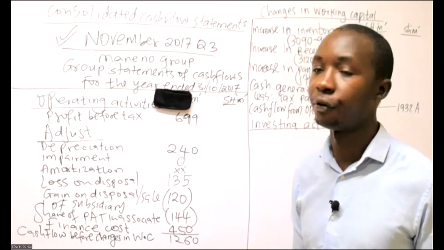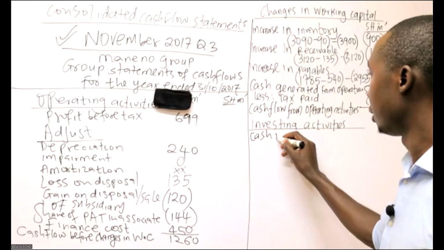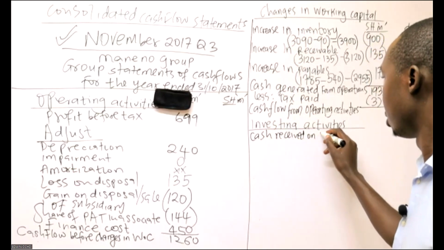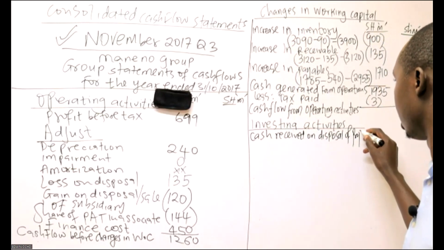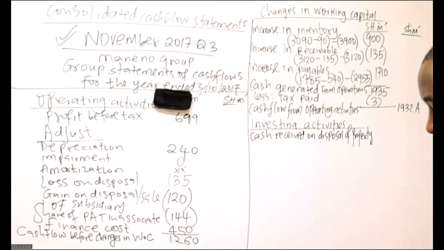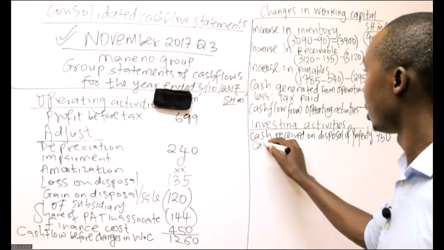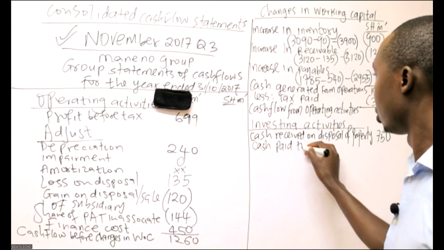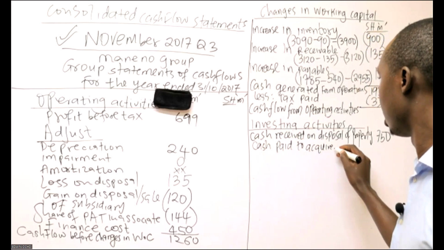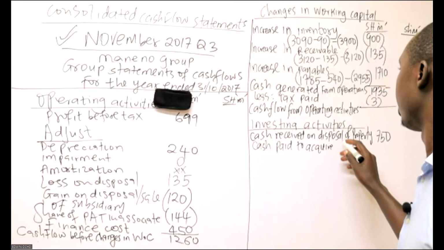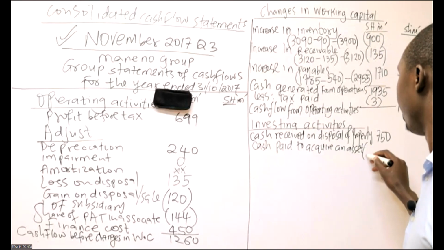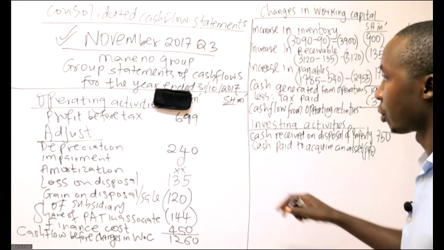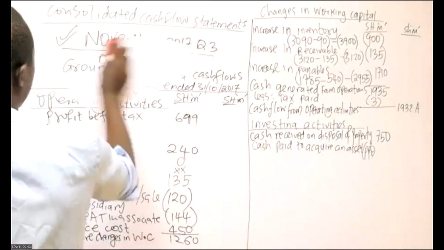If we go directly to additional information number 2, there's a property which was disposed for 750. So cash received on disposal of property: they received 750. Then for the cash paid to acquire property, an asset in short, we have to do the property, plant and equipment analysis. So we'll come here and do a working on the property, plant and equipment.